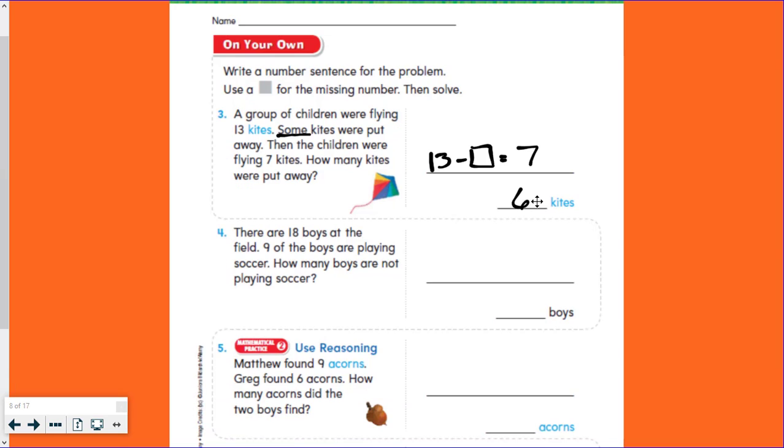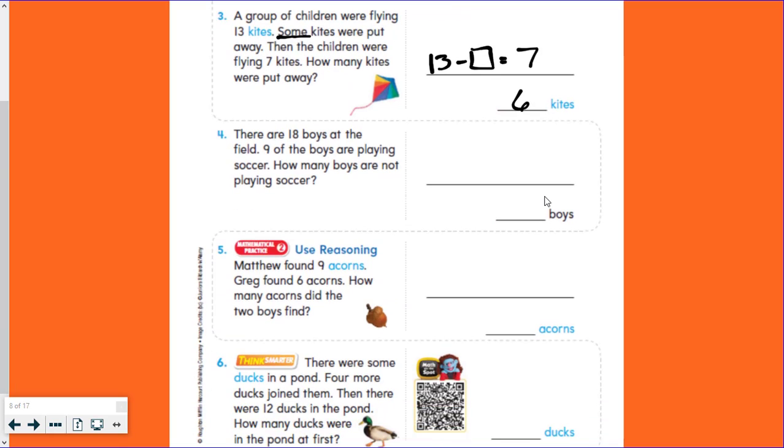Number 4. There are 18 boys at the field. Okay? 9 of the boys are playing soccer. How many boys are not playing soccer? So go ahead and pause your video, come up with a fact to go here, a number sentence. And I can tell you that it's going to be subtraction.